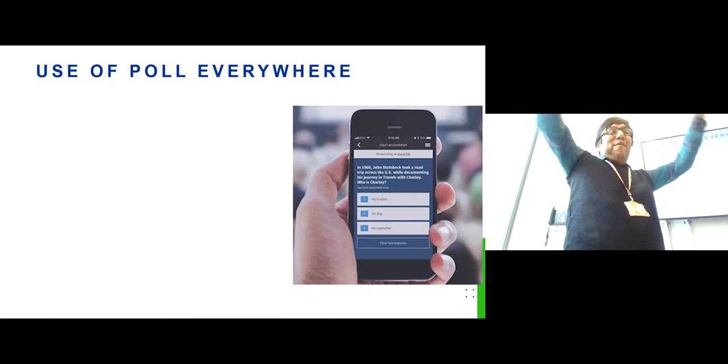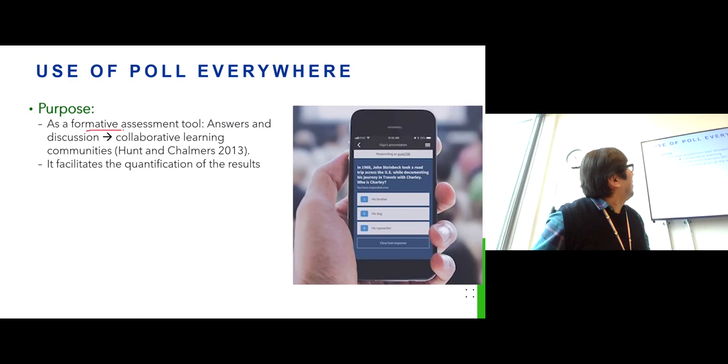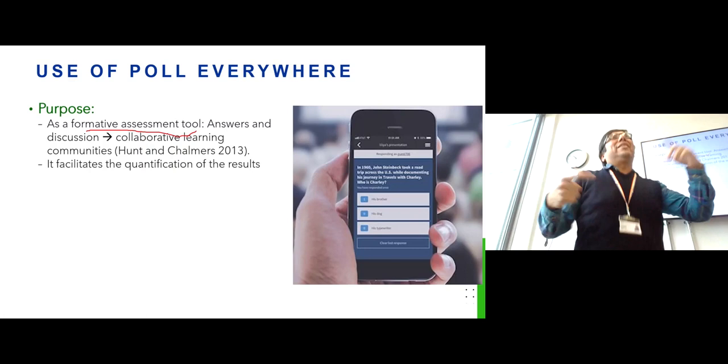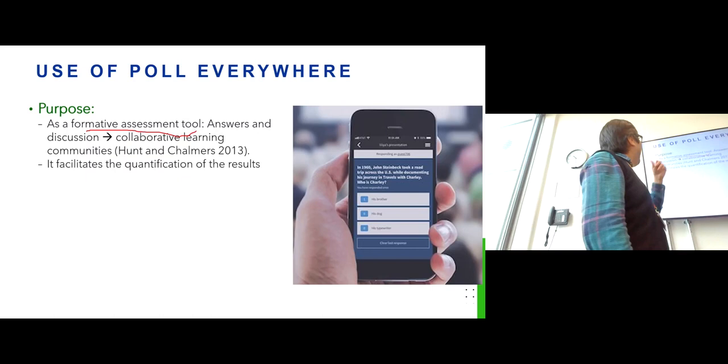Okay, so now, from the broader theories, we narrow it down. Now we focus on the specific, which is Poll Everywhere. The use of Poll Everywhere, the purpose, as a format of assessment, is not graded, okay? But again, the beauty, based on the literature, is not just the answer to the questions, it's the discussion after. That's how the learning occurs. Anyway, so yes, formative assessment, they can collaborate, again, we can quantify the results of the answers, okay?